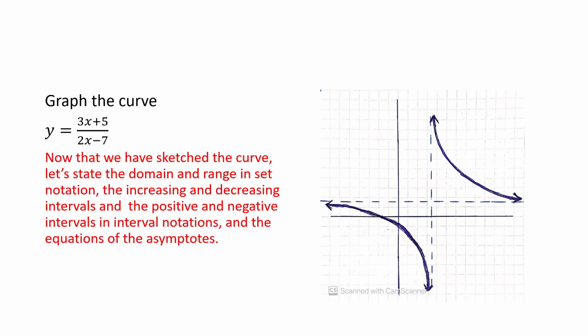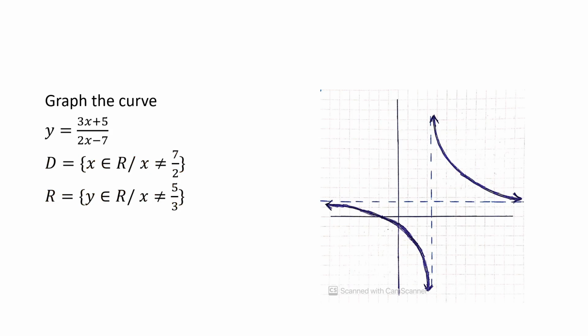Now that we've sketched that curve, let's state the domain and range in set notation, the increasing and decreasing intervals, and the positive and negative intervals in interval notation, and then also the equations of the asymptotes. Well, our domain is the set of all x element of the reals such that x does not equal 7 over 2. And the range is the set of all y element of the reals such that, this should say y here, little typo, such that y does not equal 5 over 3. That's our horizontal asymptote at y equals 5/3, and here's our vertical asymptote at x equals 7 over 2.